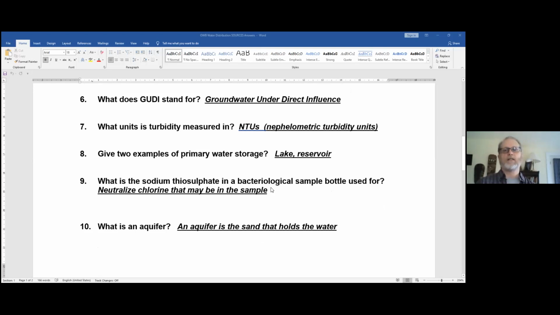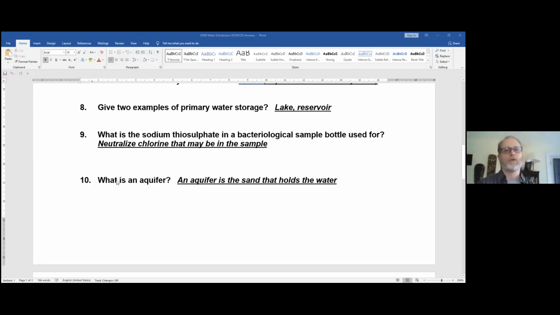What is the sodium thiosulfate in a bacteriological sample bottle used for? It neutralizes the chlorine, right? If you want to take a bug test and you have chlorine in the water, that will alter the actual result of the sample. What is an aquifer? An aquifer is the sand that holds the water. So it's the ground, right? We're not talking about empty chasms full of water underground. We're talking about soil that allows water to move between the spaces, right?